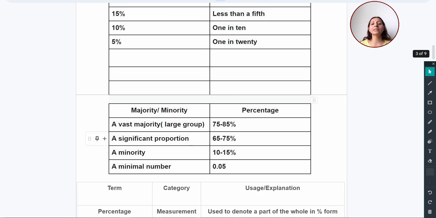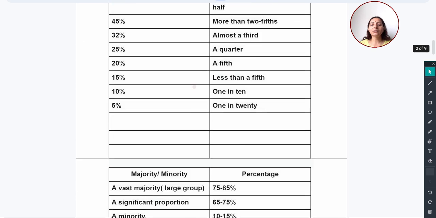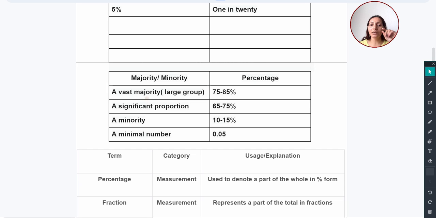Next, you can use words like majority, minority, significant proportion, or minimal number. I will tell you where vast majority goes. Here there is no vast majority, because it is just below half or 50%. Here we can't say this is a majority. The word majority we can use with a large group or large percentage, like between 75 and 85%.